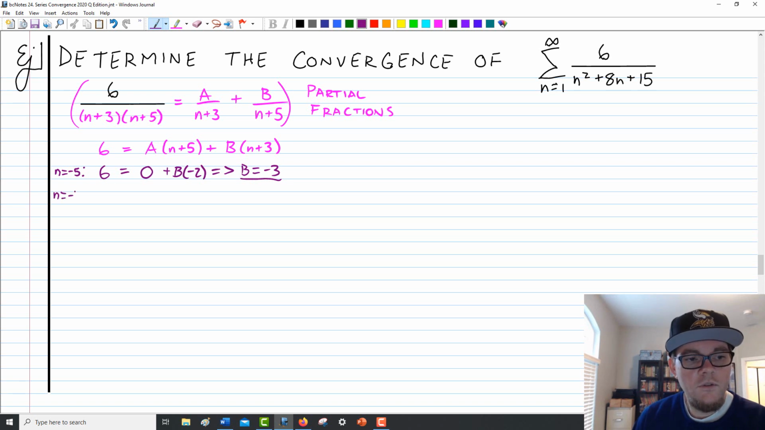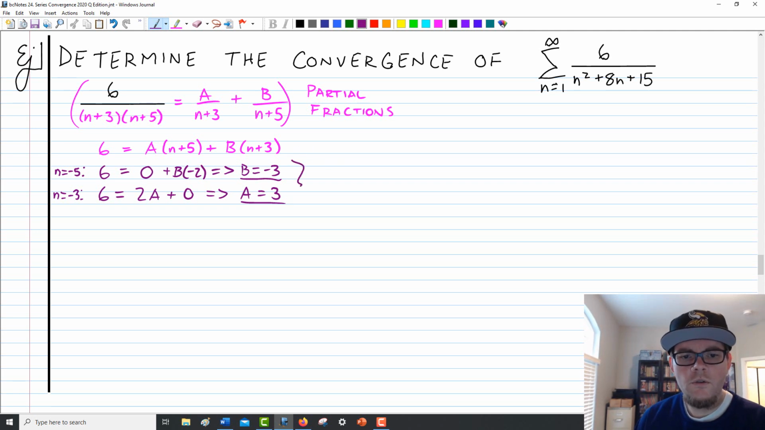Likewise, we can plug in negative 3 to zero out one of those factors and find a really convenient version of our equation. We'll get, in this case, 6 equals 2a plus 0, because negative 3 plus 3 is 0, times b is going to be 0. And that tells us that a is going to be equal to 3 as well.